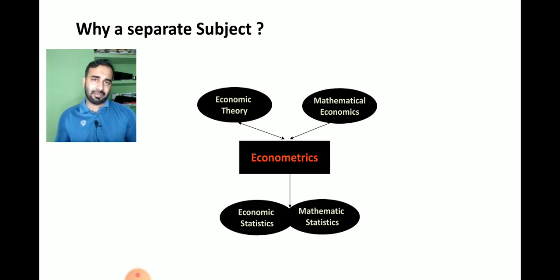Why do we need a separate subject? There is a need for a separate subject, econometrics. As I told you in the beginning, we have a well-developed mathematical economics, which is as old as economics. We have economic statistics, which is also as old as statistics. We have mathematical statistics. Then we have economics, or economic theory. We have these four well-developed subjects. Then why do we need a new subject, econometrics? Have you ever thought about it? Okay, let me examine this.